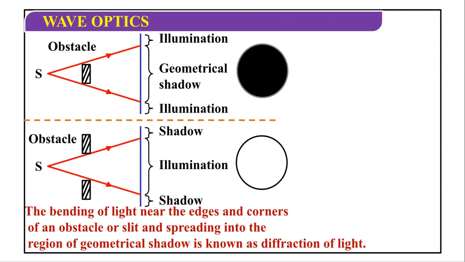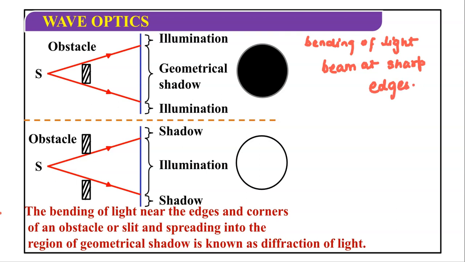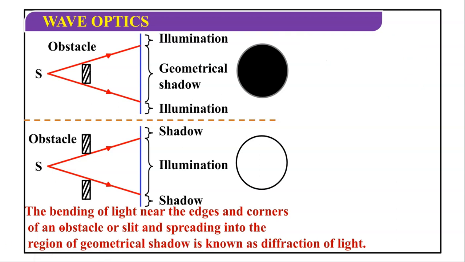The bending of light near the edges at the corner of an obstacle or the slit and spreading into the region of geometrical shadow is known as diffraction of light. Or simply we can say the bending of a light beam at sharp edges is known as diffraction of light.